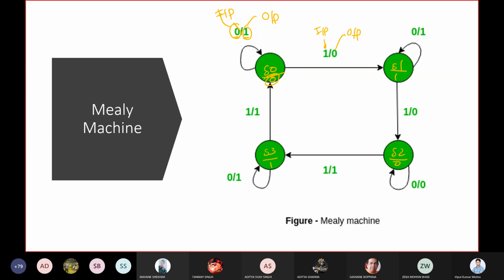I'm not going to give the details of how to design the Mealy machine or the Moore machine, because that is not in the scope of this course at this moment. The scope is, if you have a state machine in hand, how to design the circuit for that. That is in our scope.